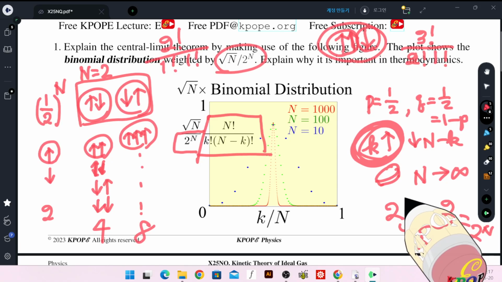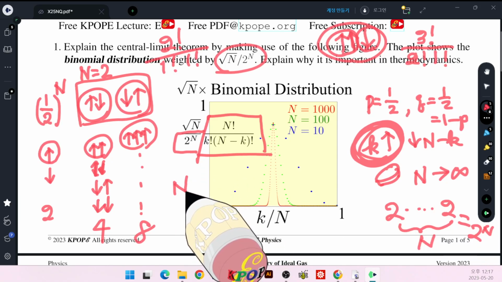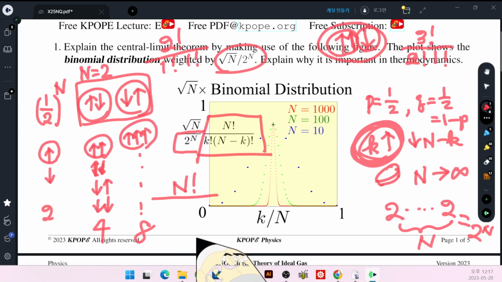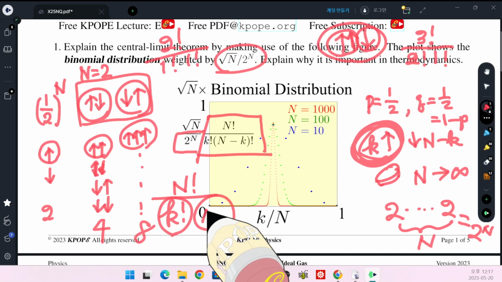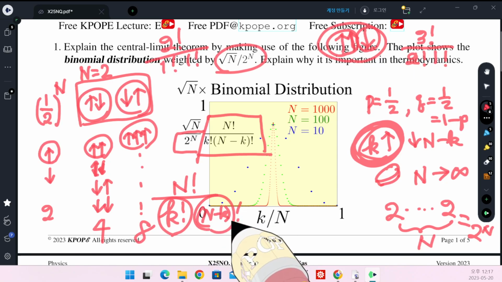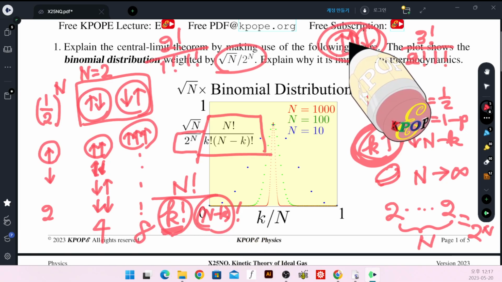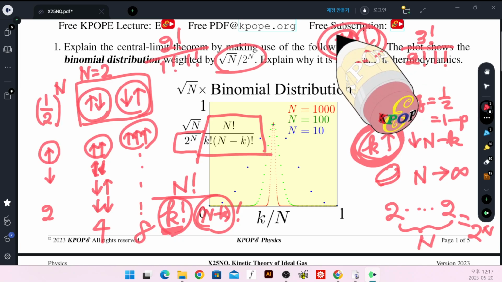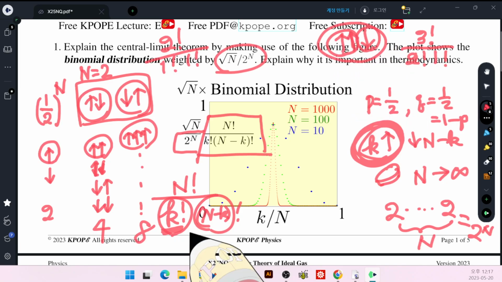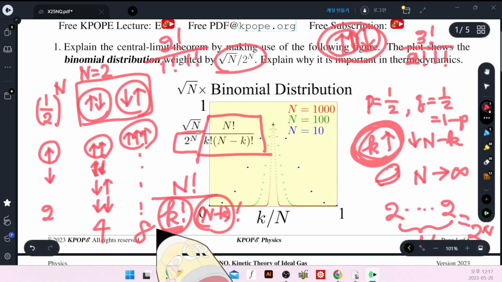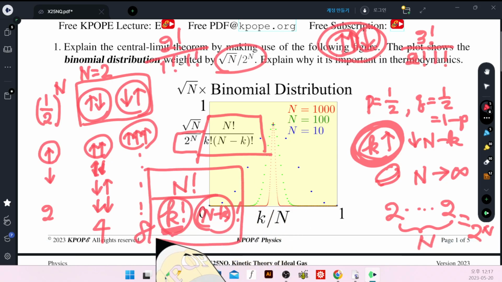In general, if I throw the coin n times, n factorial, k ups and n minus k downs, they cannot be distinguished from each other. So if you exchange these two, it doesn't change anything. That's the reason why this kind of binomial coefficient appears in the computation of the binomial distribution.